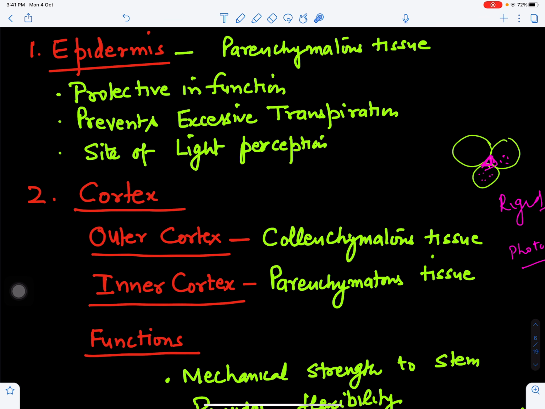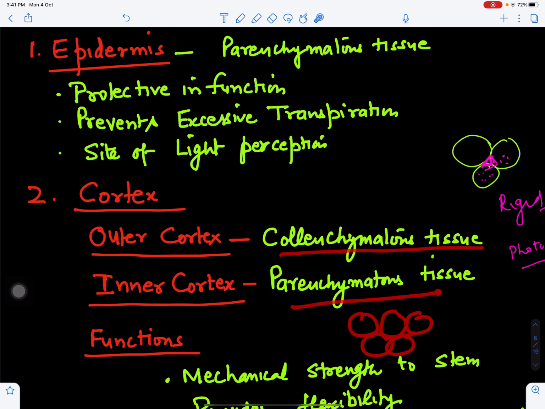Now next is the cortex. As we discussed earlier, this is made up of outer cortex and inner cortex. Outer cortex is collenchymatous, inner cortex is parenchymatous. Like we discussed, when this part is thickened at angles, it is called collenchymatous cortex. And when it is thin walled, enclosing intercellular spaces, it is called parenchymatous cortex.